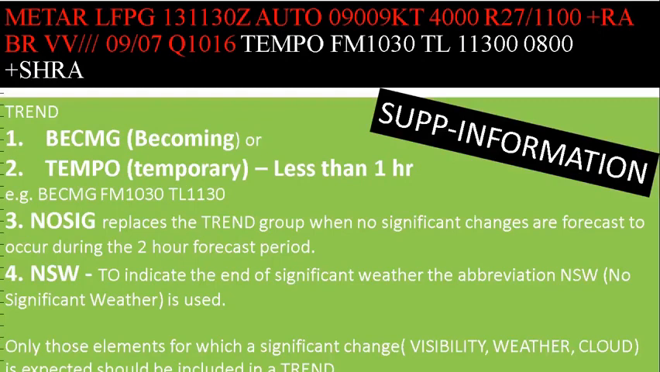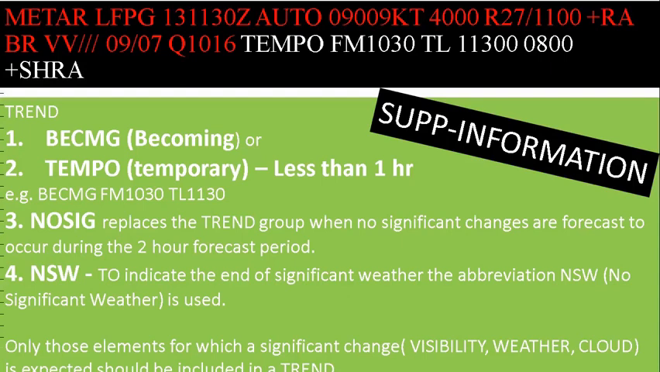Trend: first we can write BECMG, becoming. It is used when the trend is lasting for more than 1 hour. We can replace becoming by TEMPO, which is temporary, used when the trend is valid for a period less than 1 hour. So here we have written, you can guess, becoming from 1030 UTC till 1130 UTC.